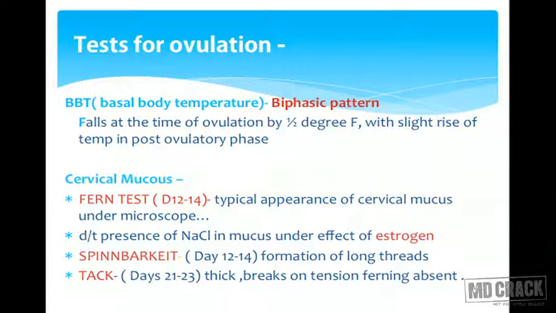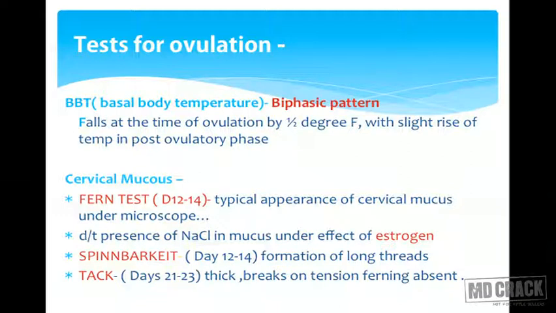Basal body temperature, that is BBT. We all know that whenever there is ovulation, there is release of ovum, formation of corpus luteum that secretes progesterone. So the temperature, if taken in a woman once she gets up from the bed before she eats, in Fahrenheit, and she marks it on a graph, there is a fall at the time of ovulation by half a degree Fahrenheit, and once ovulation is there and release of progesterone is there, then there is slight rise in the temperature in post-ovulatory phase. So this biphasic pattern is indication of ovulation.